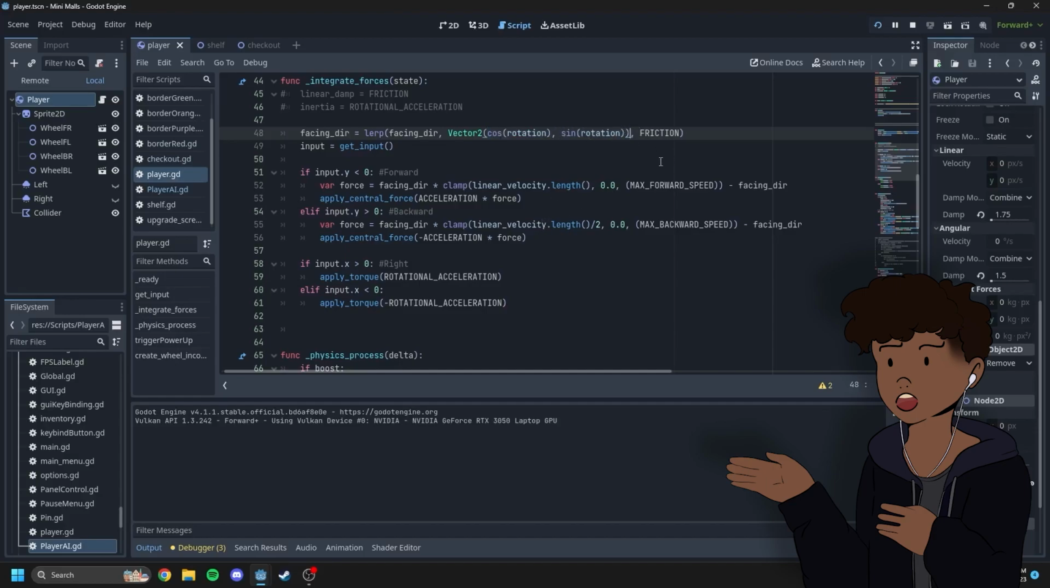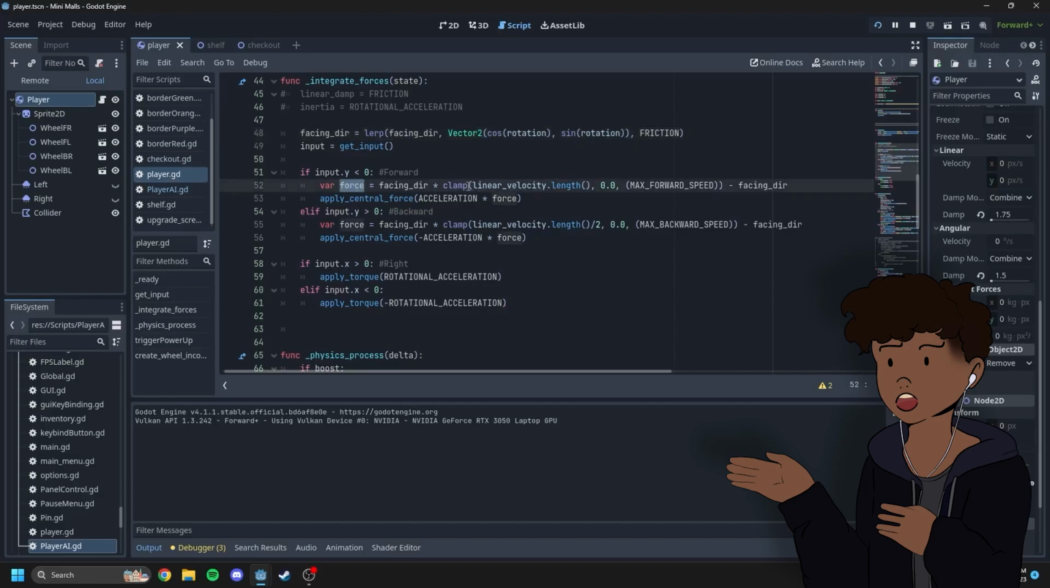So if we were facing fully right, it would be (1, 0). If we were fully up, it would be (0, 1). So you kind of get what it means. The facing direction is going to be the Vector2 direction where it's facing. We're then using the facing direction to calculate the forces.